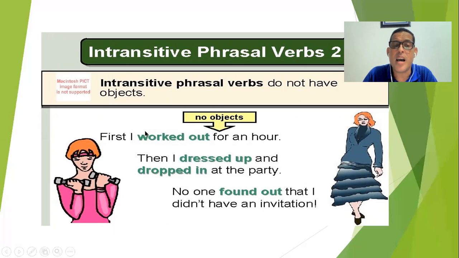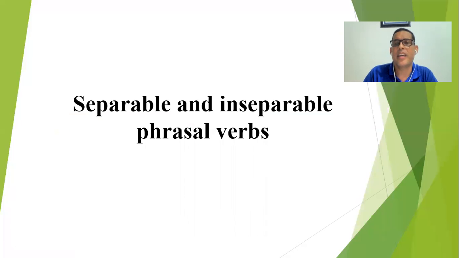Then I dressed up and dropped in at the party. No object here, okay? No one found out that I didn't have an invitation. So now you know what an intransitive phrasal verb is and what a transitive verb is. Okay, now let's move on to separable and inseparable phrasal verbs.